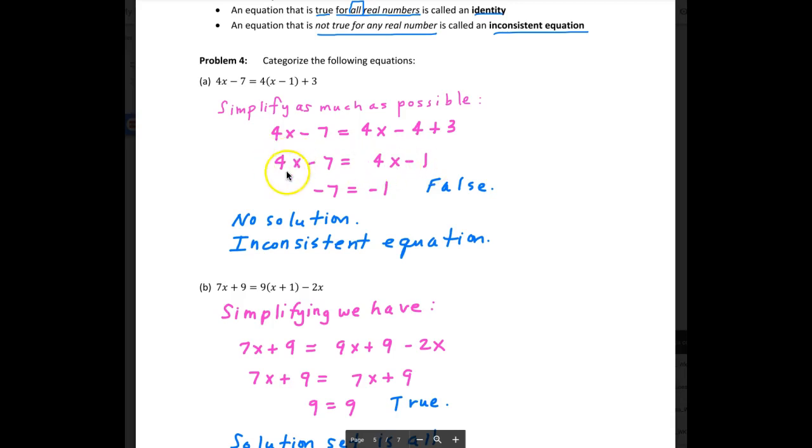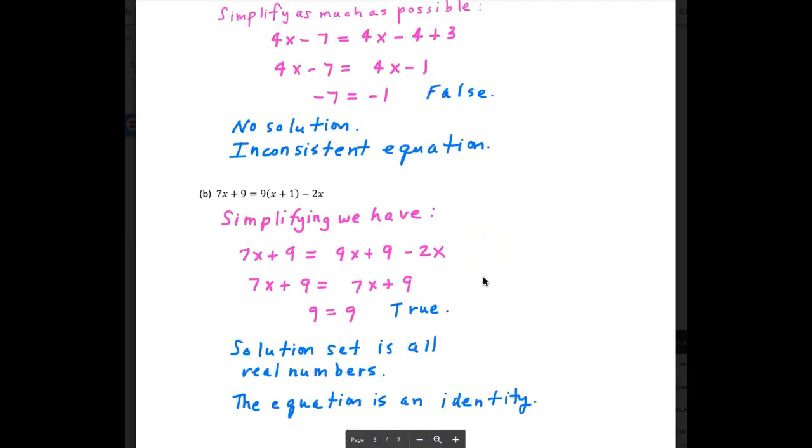Notice that the 4x's will cancel, and I'm left with a statement that says -7 is equal to -1. That's clearly a false statement. That means that this equation has no solution, and it's called an inconsistent equation. So it's not true. No real number will make this equation true for any value of x.